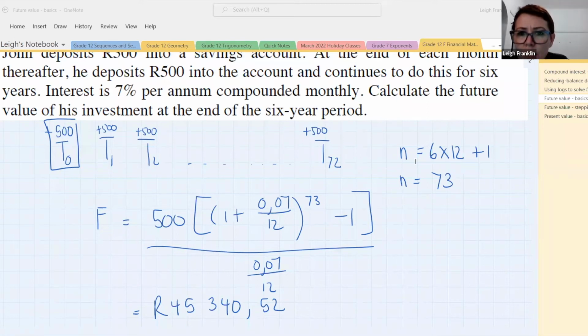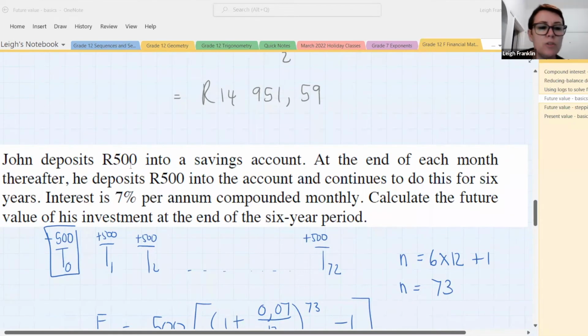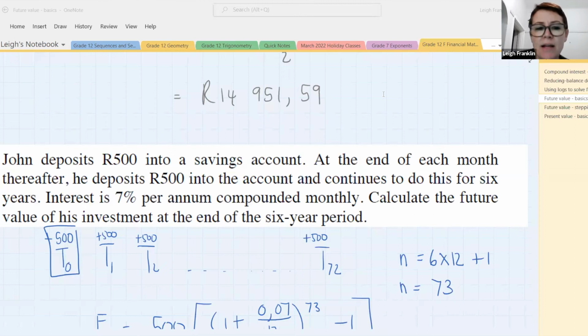Okay, is everybody all right with this? Yes, there was. So they didn't use the word immediately, Palesa, but that's what they are implying. So when John deposits 500 Rand into his savings account, they mean that he's doing that at the beginning, at the beginning of the annuity. Okay, Cabello, that's correct. Correct, Ompile.